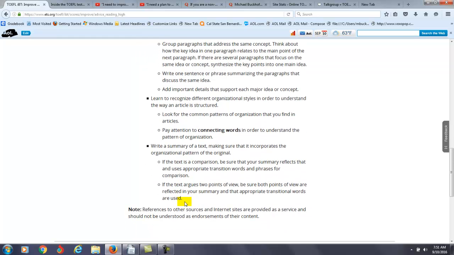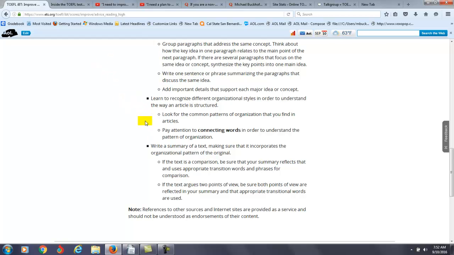The TOEFL ETS says, let's take a look at some things. It says, write a summary of a text, making sure that it incorporates the organizational pattern of the original. So it says, if the text is a comparison, be sure that your summary reflects and uses appropriate transition words and phrases for comparison. So when we're showing how things are similar, for example, we might use a word like likewise, or similarly, or in the same manner. If we're showing how things are different, then you can expect the reading passage to use things like on the other hand, however, unlike, despite, although, but, and so on.